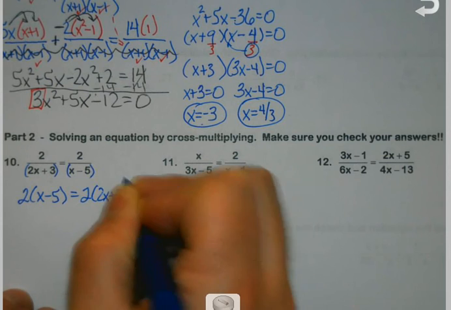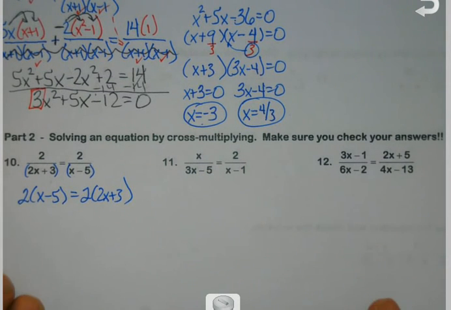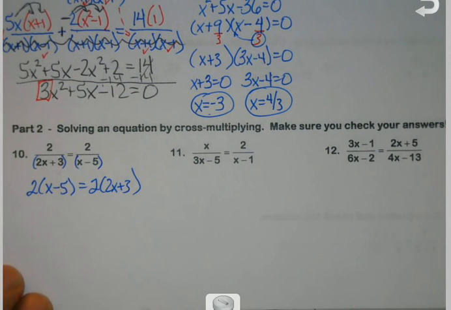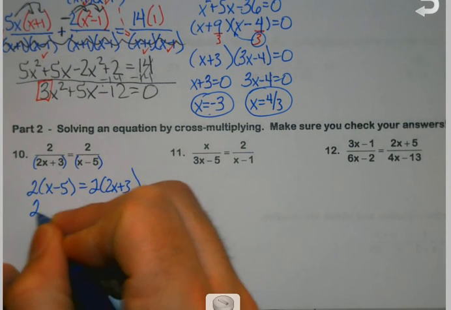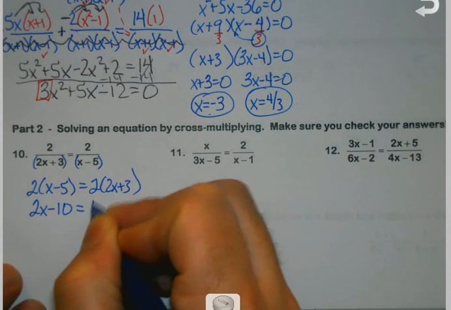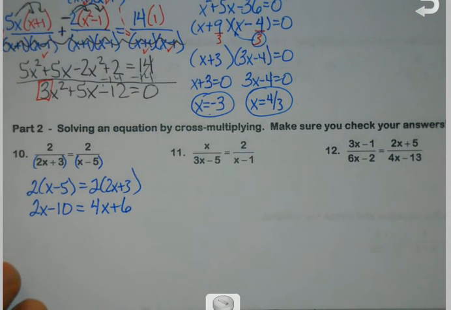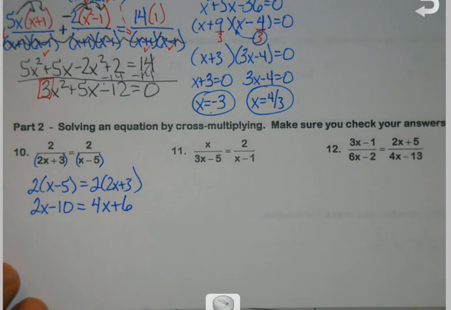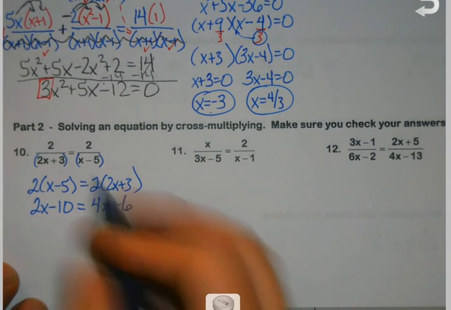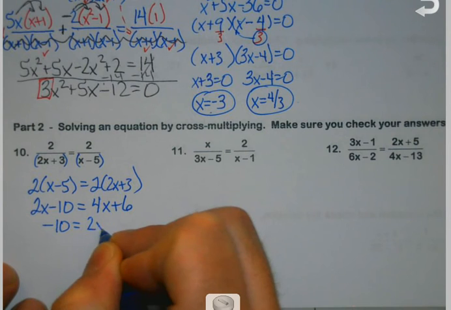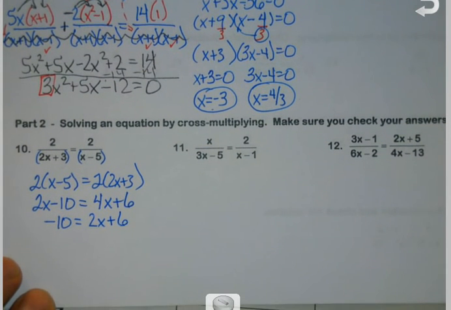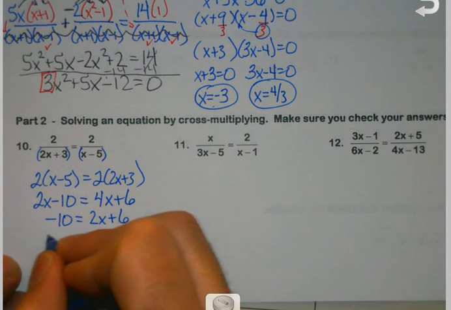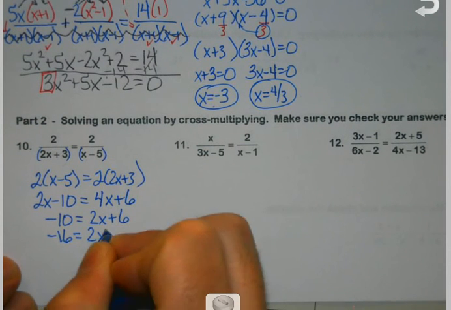Now you're like, could I find an LCD still and keep doing it the same way? You certainly could. But you don't have to in this case. So I would cross multiply and then I could distribute and just work out what's left. So again, I got to get all my x's to one side, all my constant terms to the other. So me, I'm going to minus my 2x over. Subtract the 6 back going the other way, nice. And divide by 2.